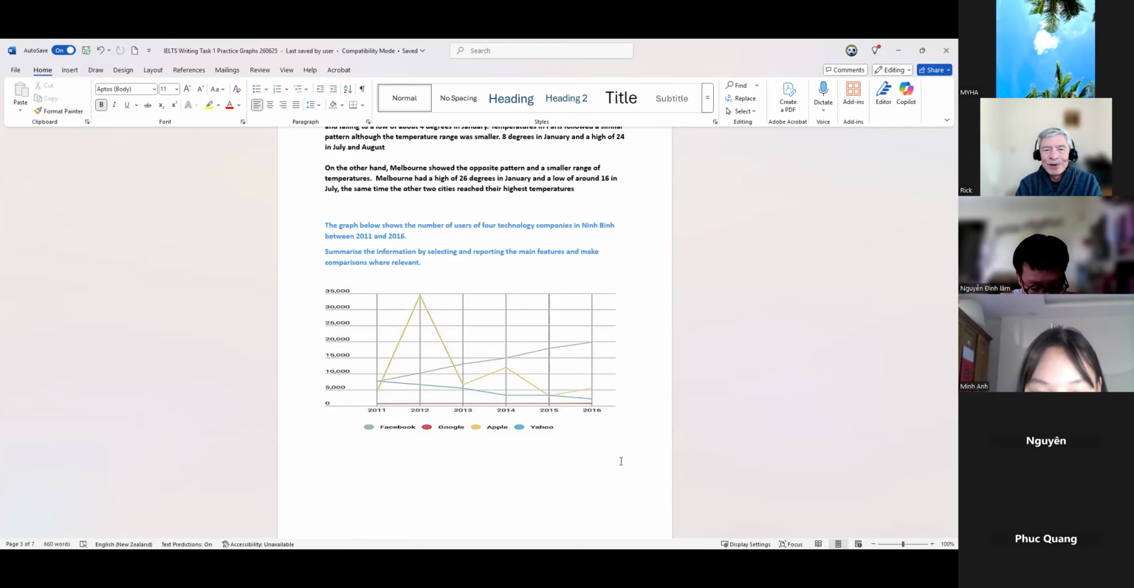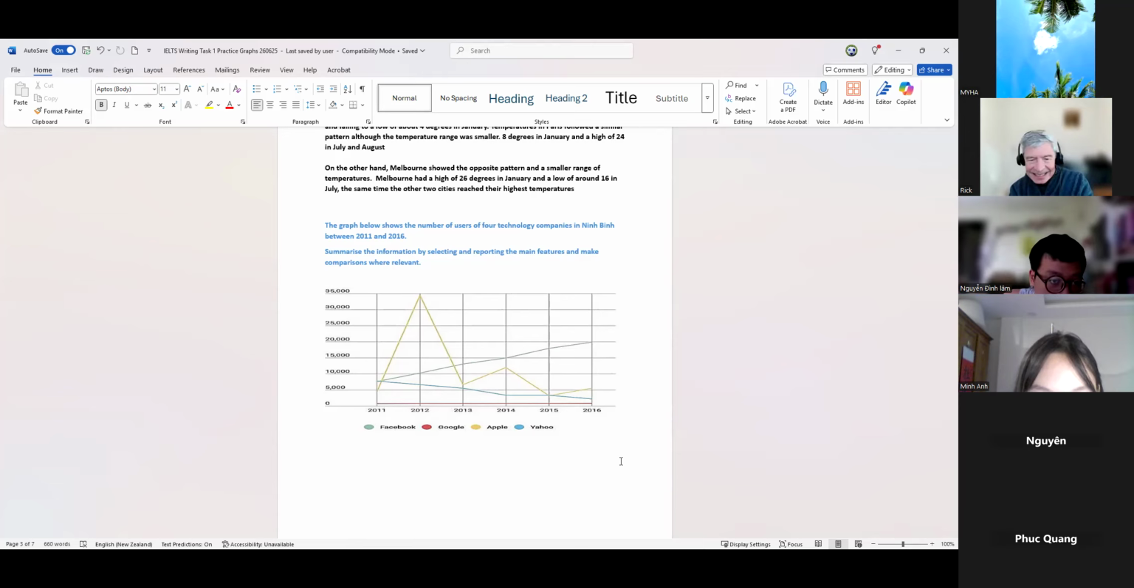Increase. Yeah, one's a verb, increased. Give me an adverb. The number of users of Facebook increased. Increased steadily. Good. Very good. That's exactly correct. The number of users of Facebook increased steadily. Verb, adverb.